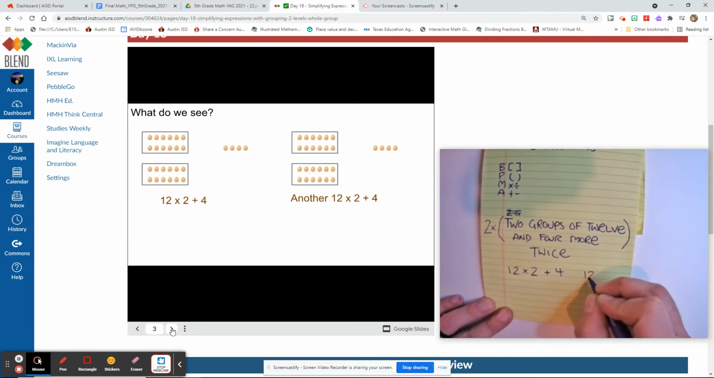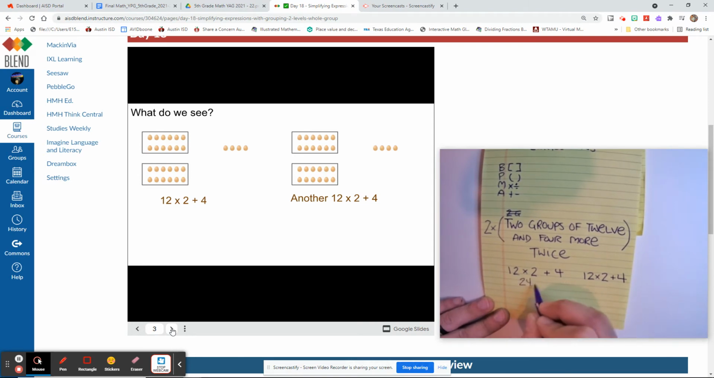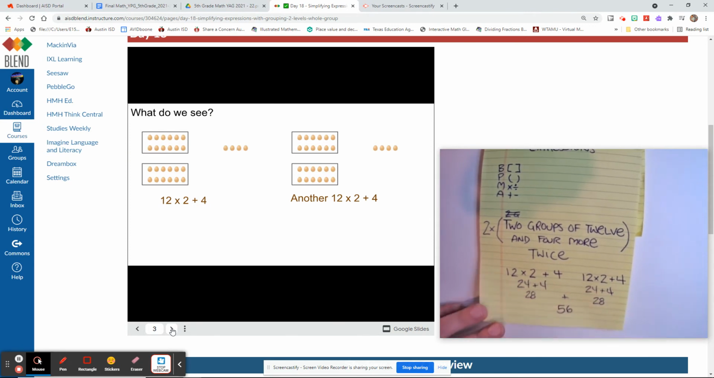So, on the picture on the right, the amount of eggs we have is two groups of a dozen plus 4. The picture on the right is also two groups of a dozen plus 4. And that gives us 28 on the left and 28 on the right. So if we added 28 and 28, that would tell us how many eggs we have in total. And that would be, so 8, 16, so 56.